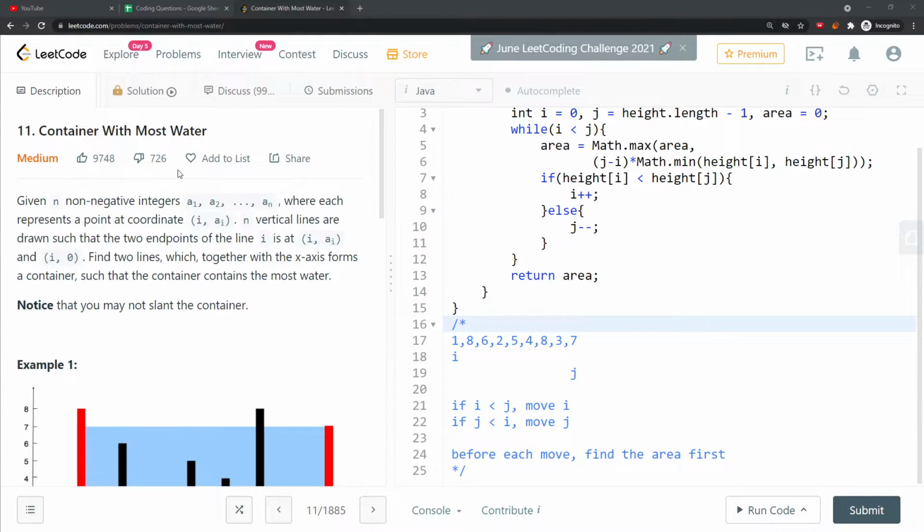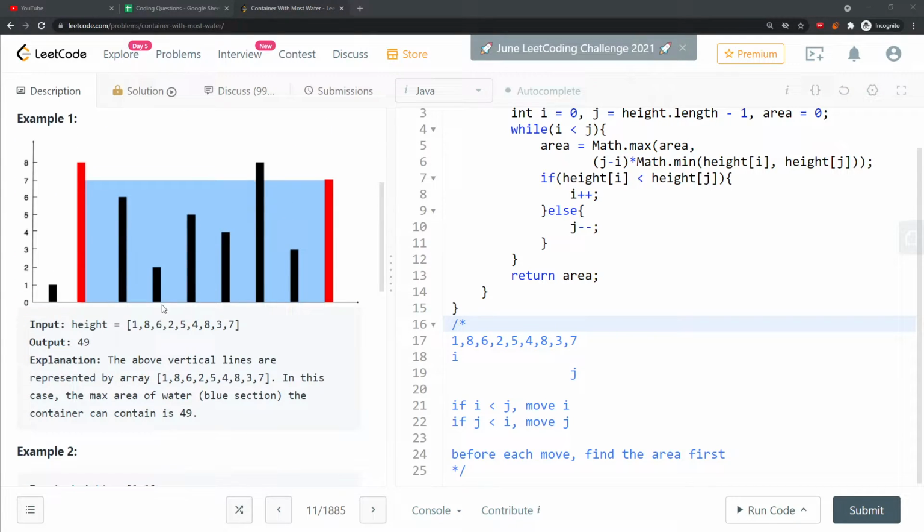Okay, let's talk about Container With Most Water. You are given an array of non-negative integers, and you are going to find the area between two lines. So for example, what's the area in this example?